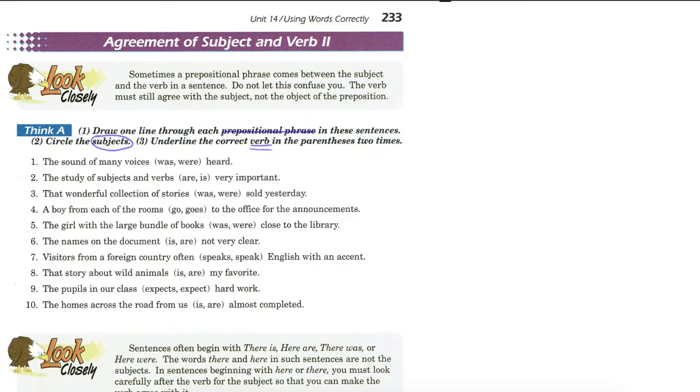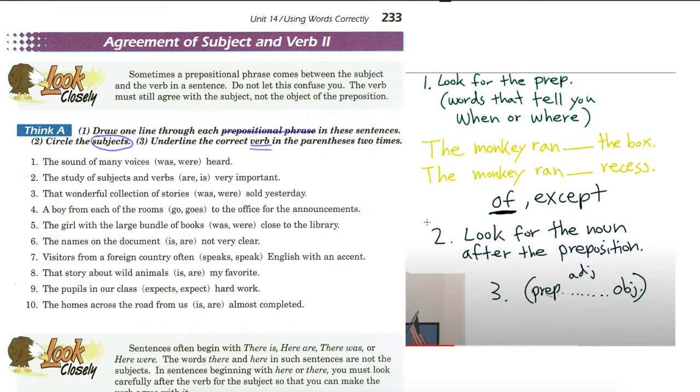Okay? All right, so prepositional phrases. If you guys recall, I did a video about this. Preposition is pretty much a word that tells you when or where. For example, these are two sentence frames that I can use to help me figure out if a word is a preposition. So the first one, the monkey ran, blank the box. If I could fit in a where word in this empty space, and the sentence makes sense, then it's a preposition. The monkey ran blank recess. A when word would go in here.